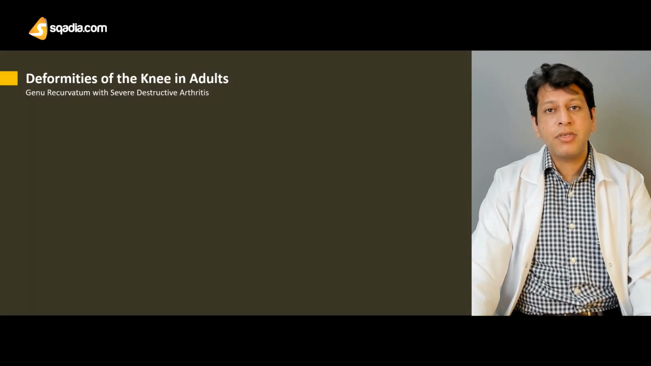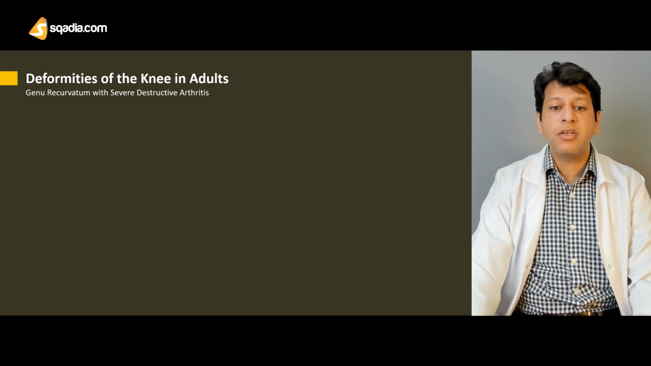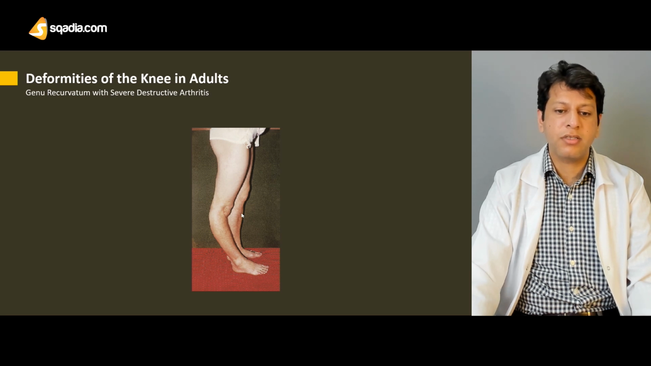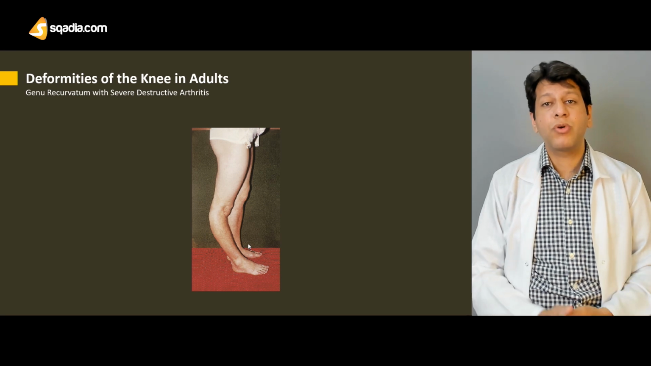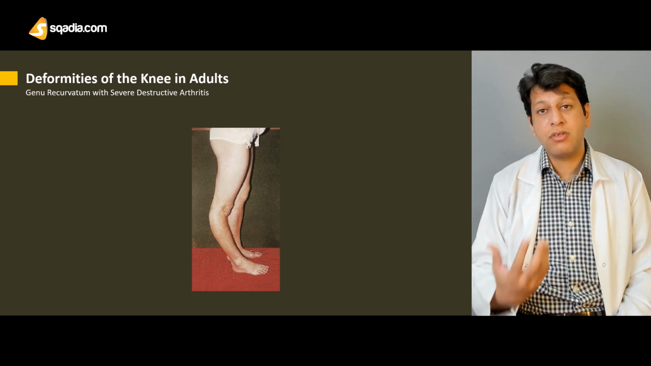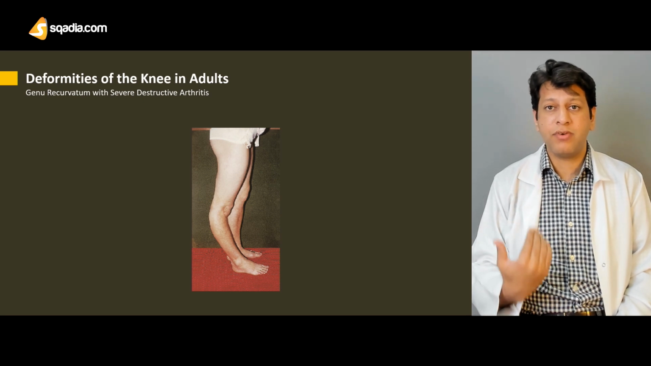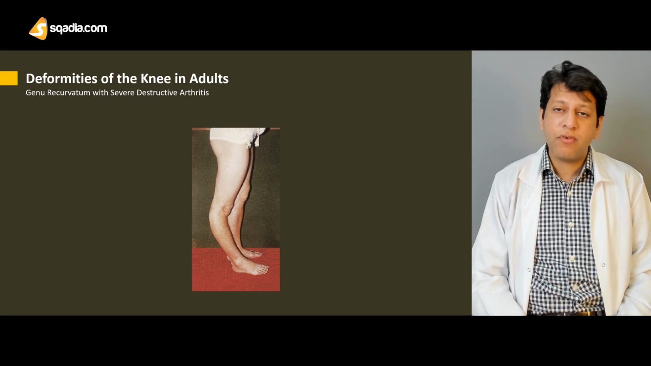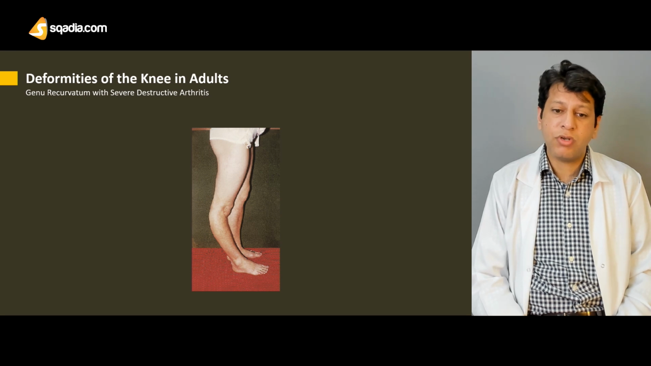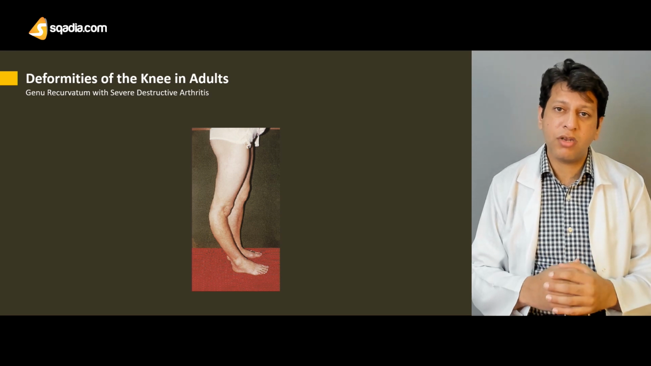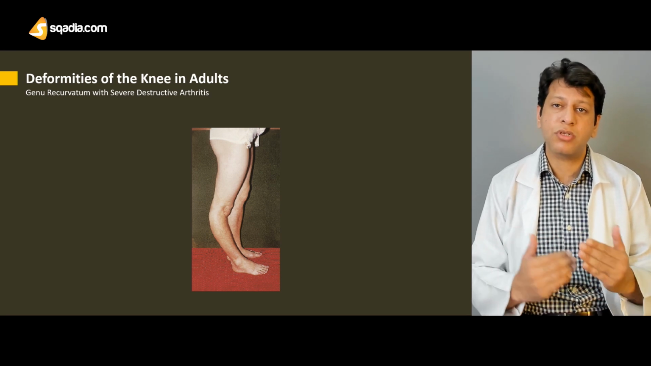Now, if your patient comes with genu recurvatum with severe destructive arthritis, and you can very well appreciate from the side that this appears to be unilateral rather than bilateral, then you have to look at the age of the patient. Can you go for some form of corrective surgery, or do you need to go for some form of surgery to deal with the arthritis? If, for example, the patient has an excessive genu recurvatum, but there is no severe arthritis present, then we can go for some form of corrective surgery at the proximal tibia.